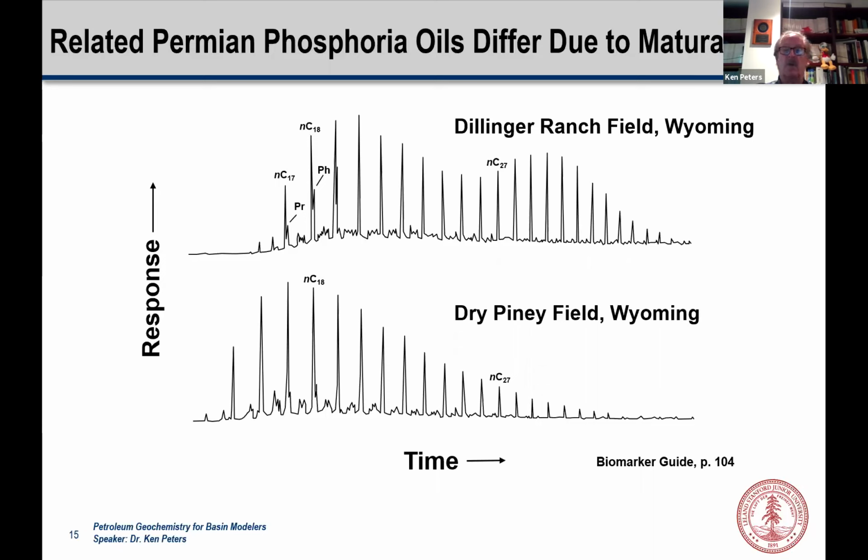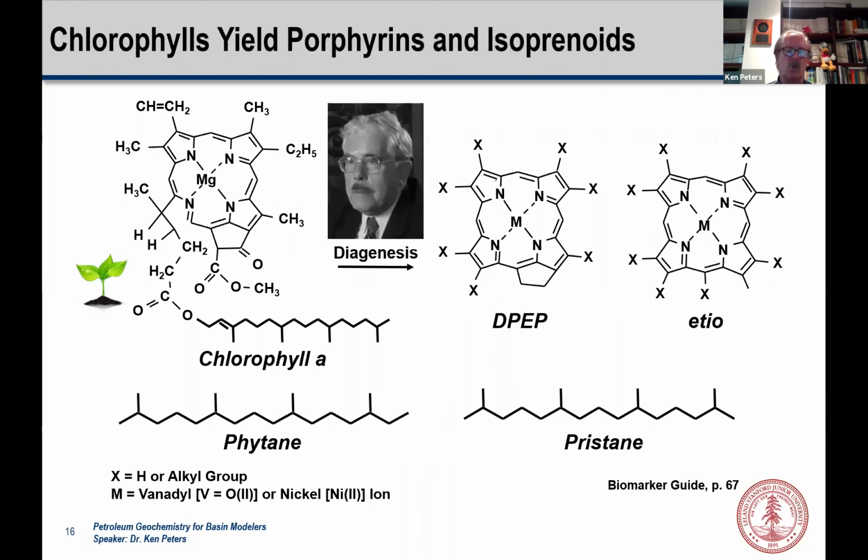It's preferentially cracked these higher molecular weight components, and the whole chromatogram is shifted to lower molecular weight because everything is being cracked toward a methane composition eventually. So you can still see pristane and phytane in both of these oils, but this one is more mature. This has a bimodal distribution of n-alkanes, which is also an interesting thing we can talk about at some point.